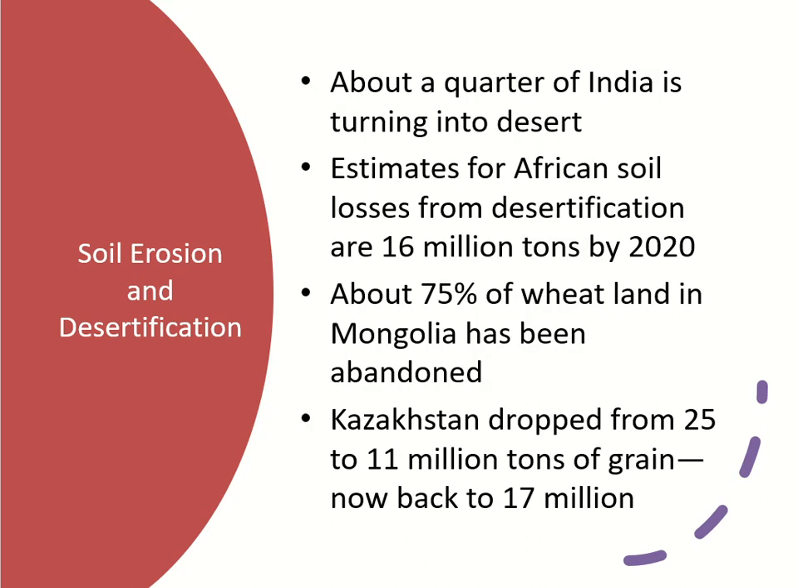India is also losing about a quarter of its land to desert due to desertification. 16 million tons of soil are being lost in Africa by 2020, and about three-quarters of wheatland in Mongolia has been abandoned, just gone to desert. And in Kazakhstan, on the steppe, they've gone from 25 to 11 million tons of grain production, although it's bounced back to 17 million, but still much lower than the peak. So again, once we have rising demand for food, we also see depleting resources.